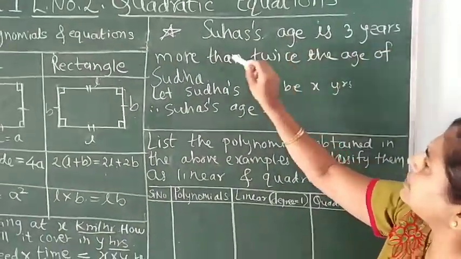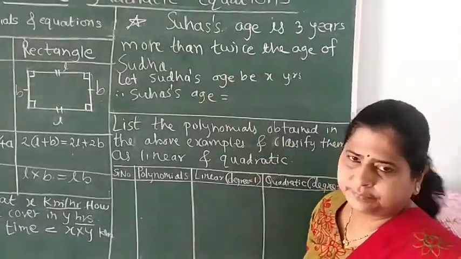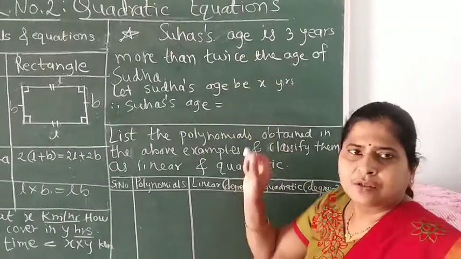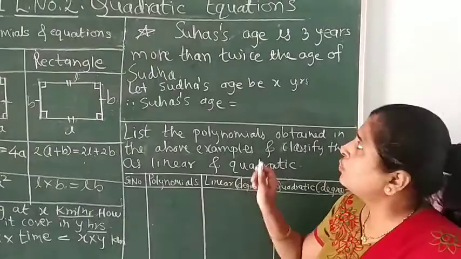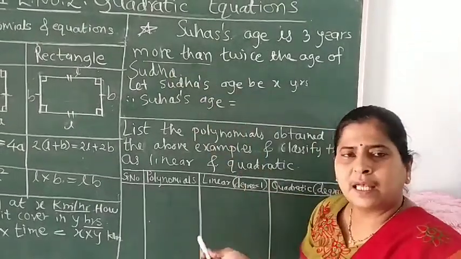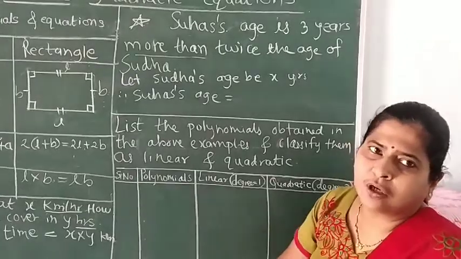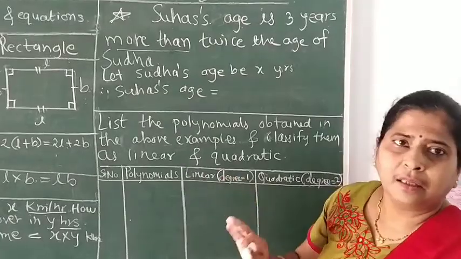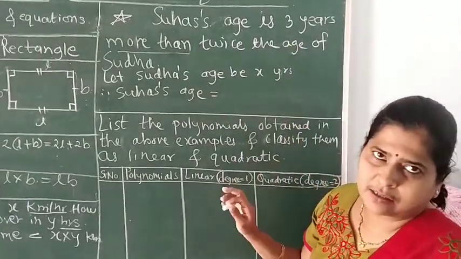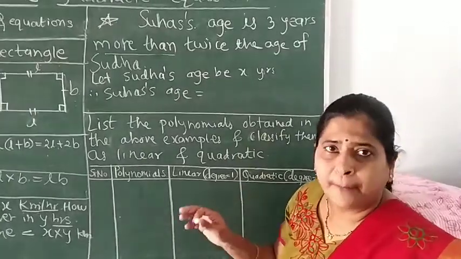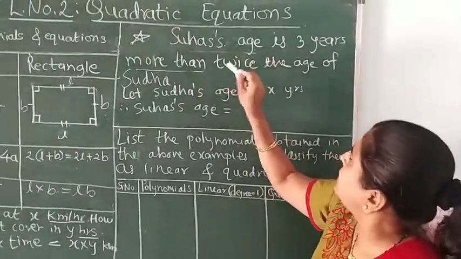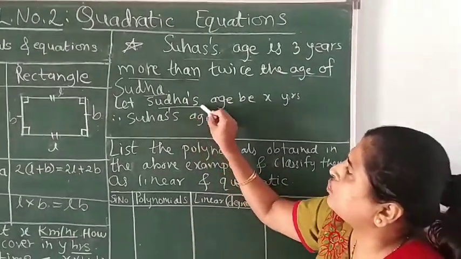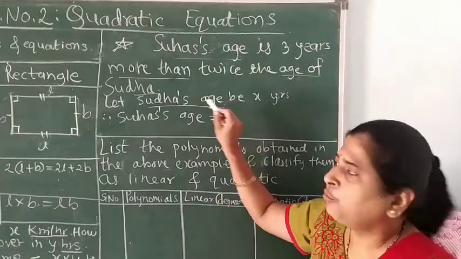Suha's age is 3 years more than twice the age of Sudha. Here the ages are compared between two people. Students, whenever there is a comparison using words like more than, less than, elder than, taller than, shorter than, younger than, whatever the comparison, always take the second thing to be x. So the two things compared here are Suha's age and the age of Sudha. So the second thing in this example is Sudha's age. That you have to assume to be x.